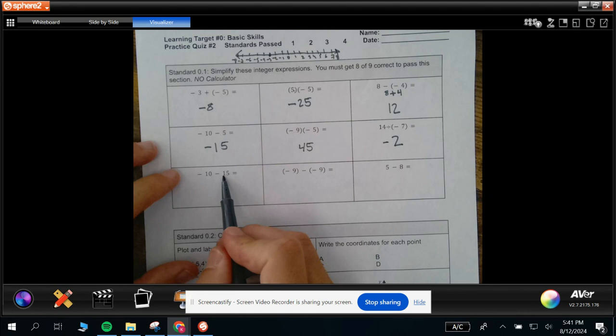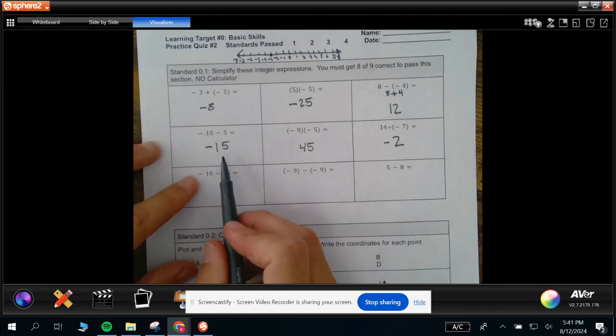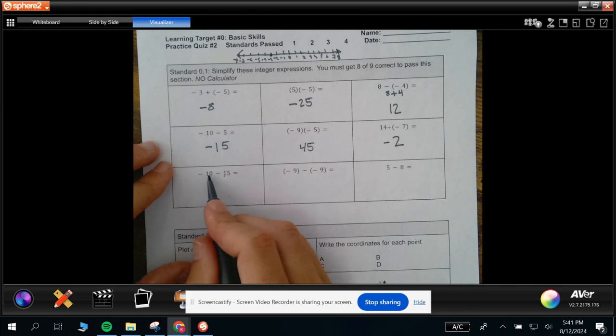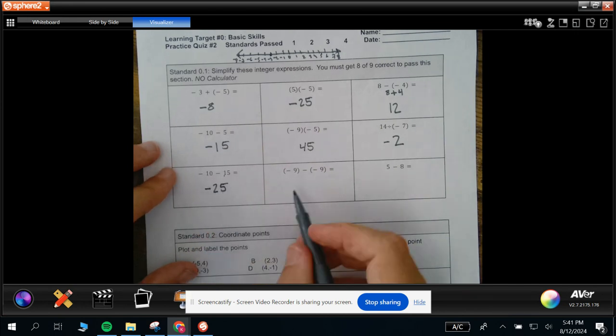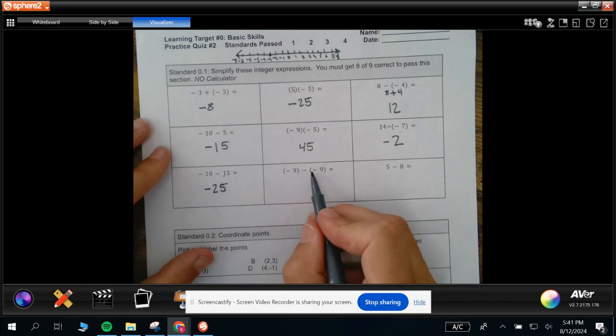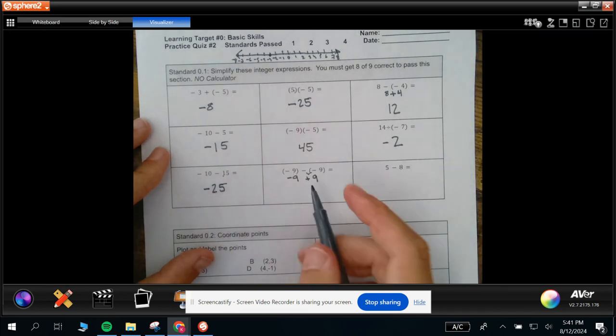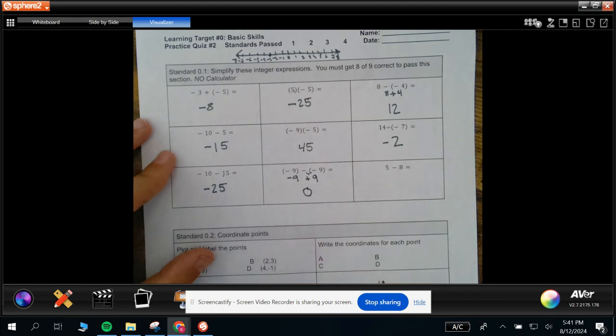-10 minus 15, this is just like the one above it. Instead of going 5 more negative, we're going to go 15 more negative. So -10 minus 15, that's -25. -9 minus -9. Remember, this is just like -9 plus 9. These two combine to be +9. And -9 plus 9 cancel each other out, which equals 0.